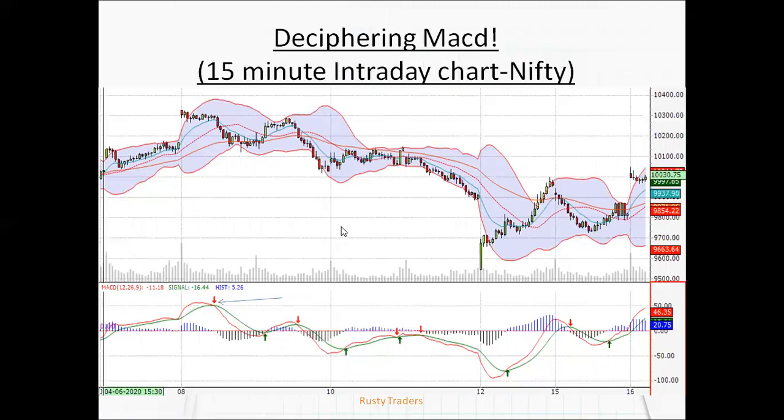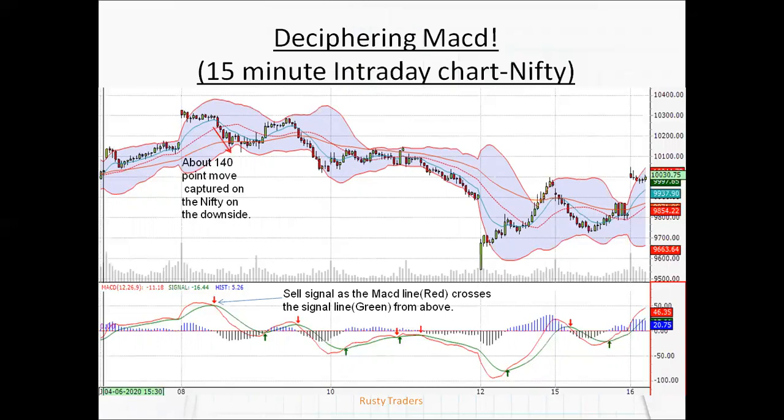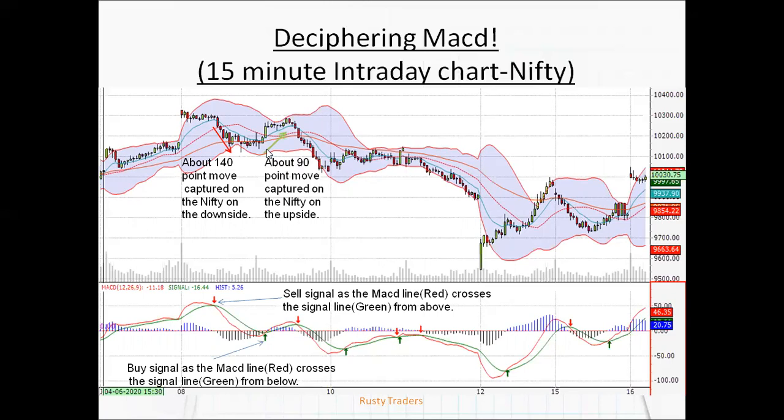If you see, the sell signal got generated there as the MACD line crosses the signal line from above. So basically somewhere around here is when the MACD told that okay, it is the right time to sell. From that level, you would have captured around a 140 point move on the downside. Similarly, when the MACD told you to buy, which is somewhere around here, another 90 points move captured on the upside.